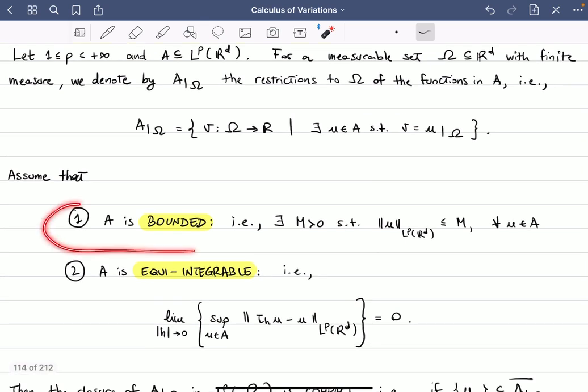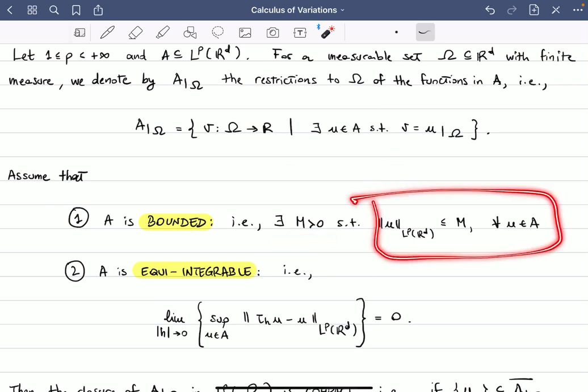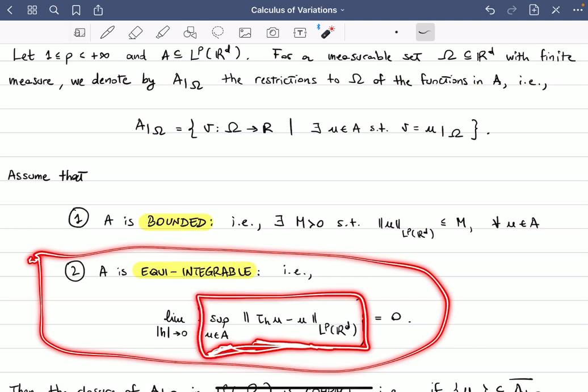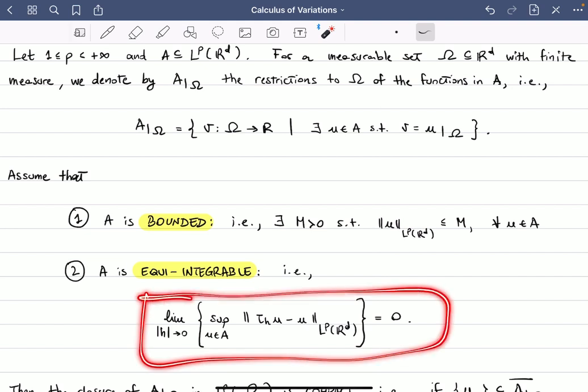And assume that A is bounded, meaning that there exists a constant m larger than 0, such that the LP norm of u can be bounded by this constant for every u in A. And also assume that this family is equi-integrable, meaning that the supremum over all u in A of the LP norm of the difference between the translation of u and u has to go to 0 uniformly in A, as h goes to 0. This must look very familiar, because we just showed this for our case, for the proof.